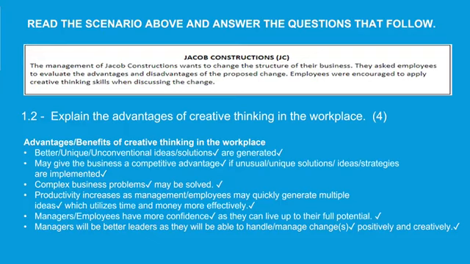All right, moving on to bullet number 3, complex business problems may be solved. And then number 4, productivity increases as management may quickly generate multiple ideas, which utilizes time and money more effectively. Note that we're going through all the possible examples of advantages or benefits that you may have available to you, but you would have only needed to provide 2 of those bullets in this situation.